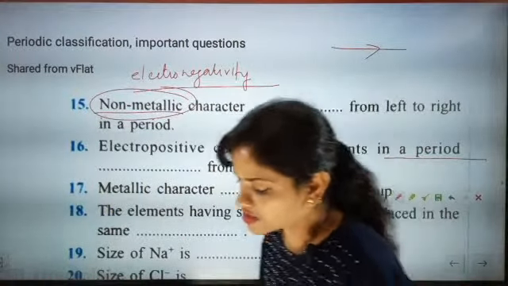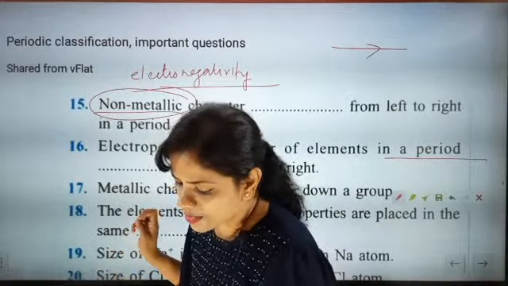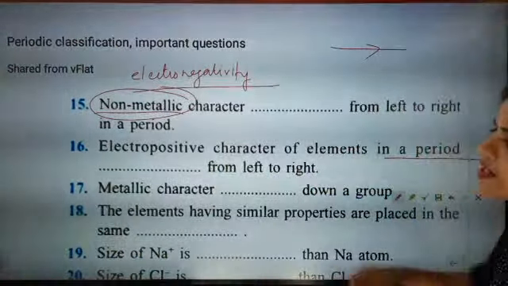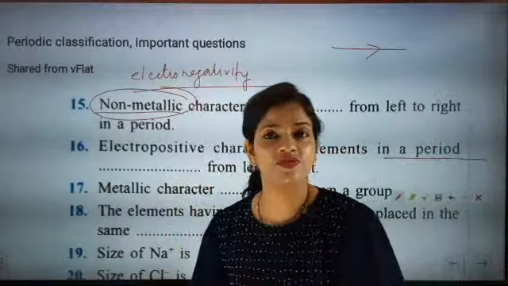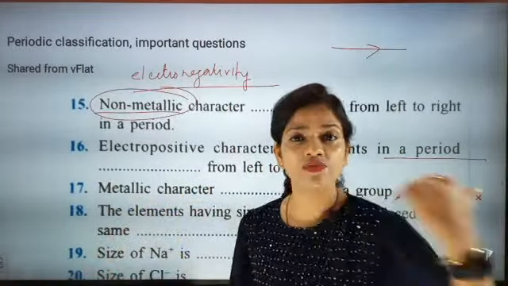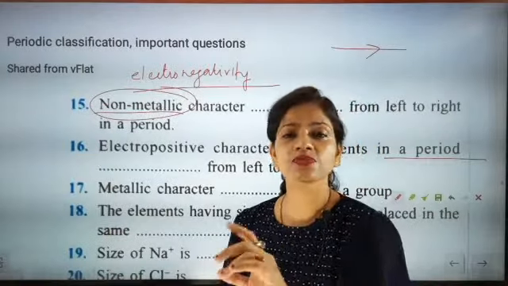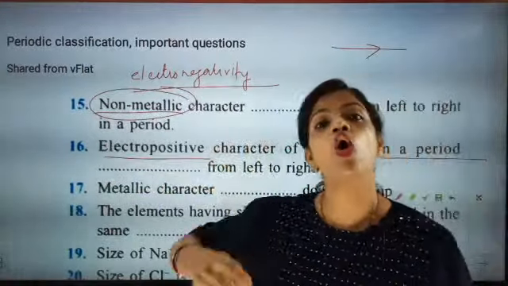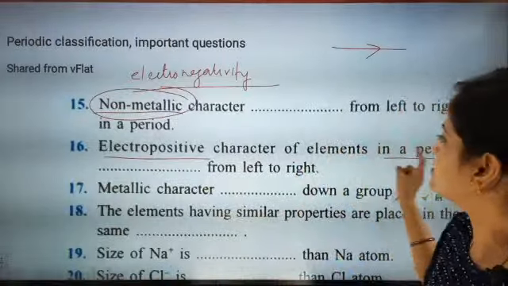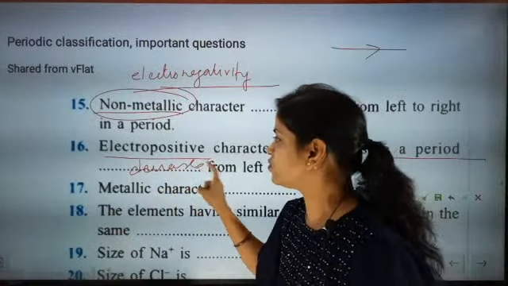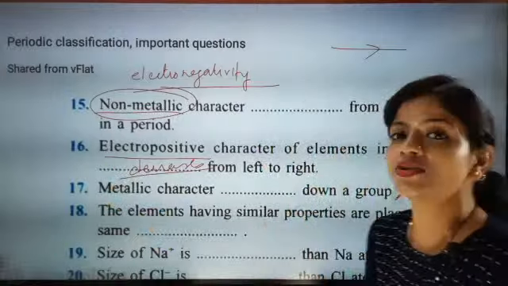Okay, now give the answer. Come on, quickly give the answer. It is absolutely correct. Right now only I have said electropositive character decreases on going from left to right and increases going down, so this part you have to remember. Electropositive character or metallic character is going to decrease. So the answer will be decreases. We have many questions today.